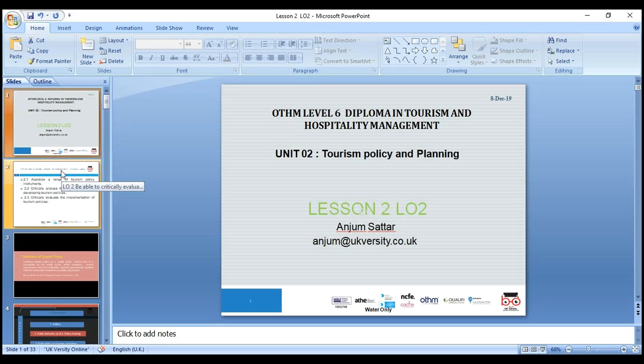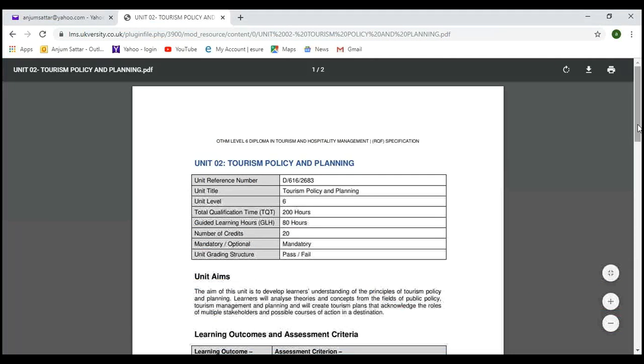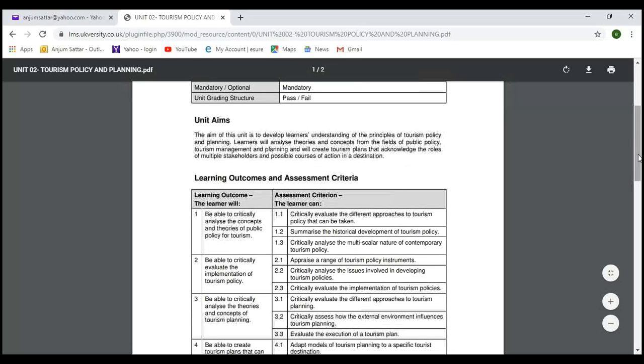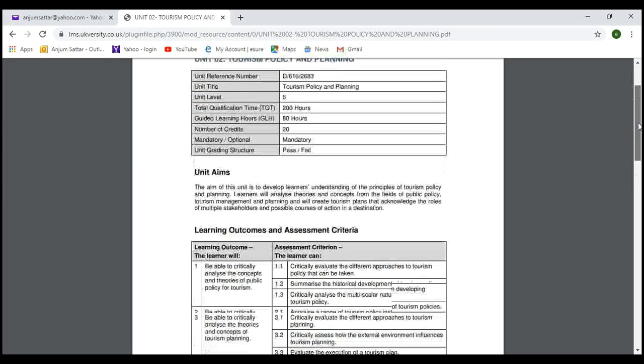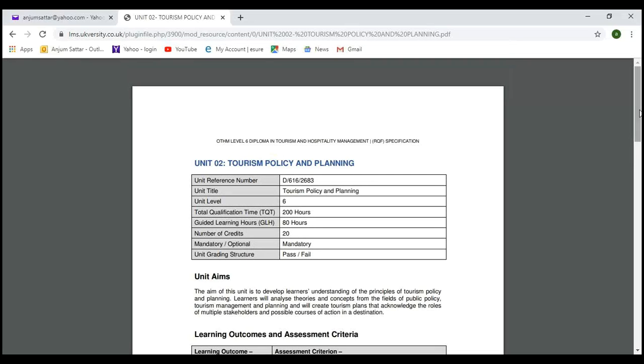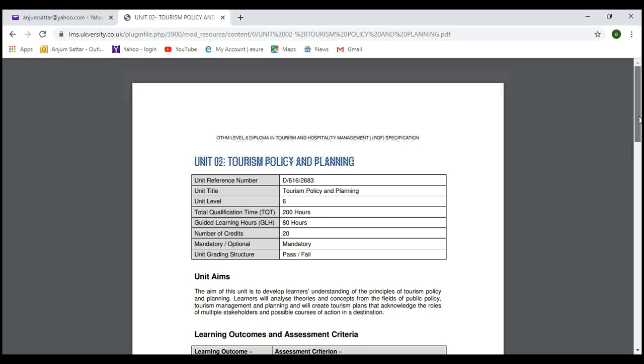And today's lesson will go through LO2. Before starting, we'll recap what we learned during our first lesson. We discussed LO1, being able to critically analyze the concepts and theories of public policies and different approaches. We discussed historical development in the policies, and different contemporary issues, like security, different viruses, traveling, immigration policies and so on. And we discussed the linkage of private partnership.